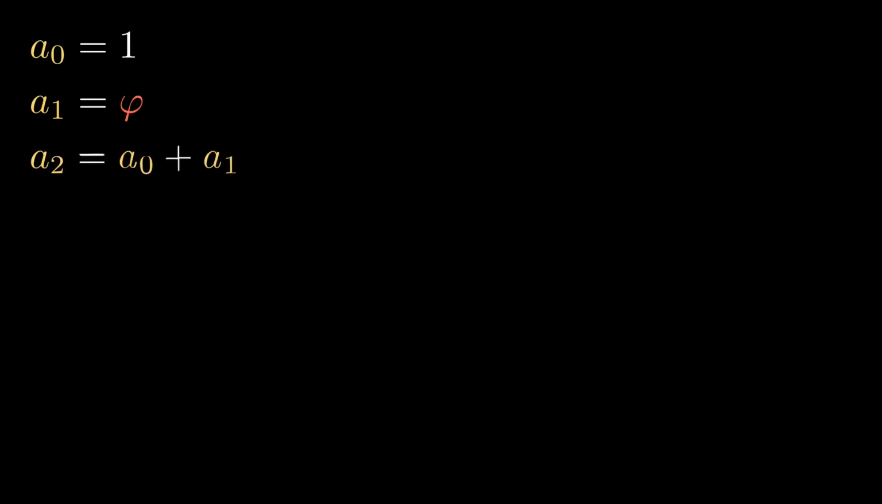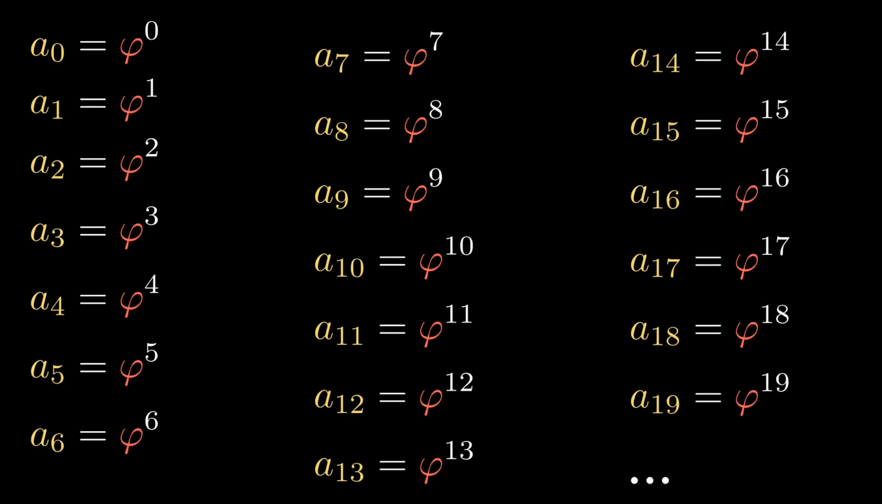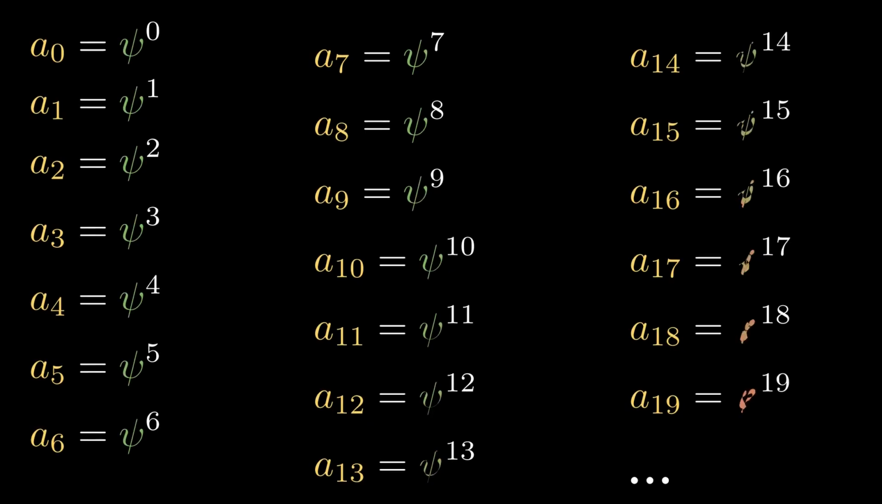By definition, the next sequence member is the sum of the first two, giving us 1 plus phi. But since we established it's an eigenvector, this is the same as phi squared. By the same logic, we can easily calculate all following sequence members. The same goes of course for the second eigenvector as well.